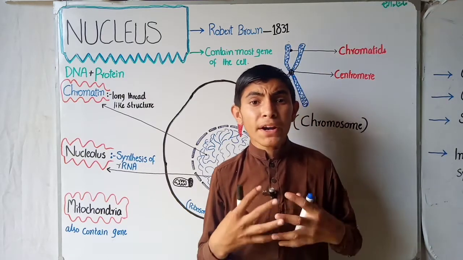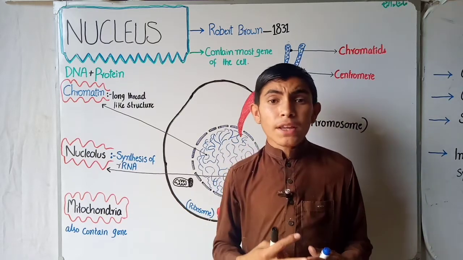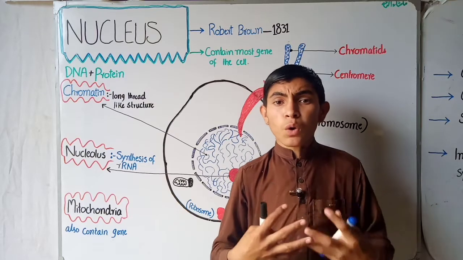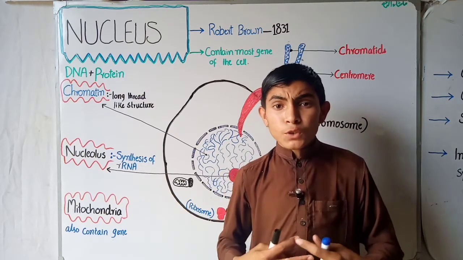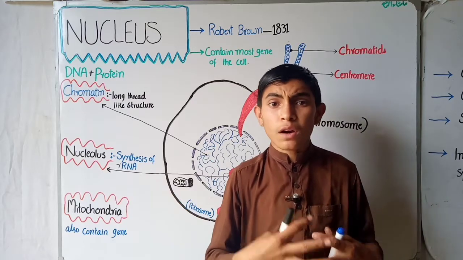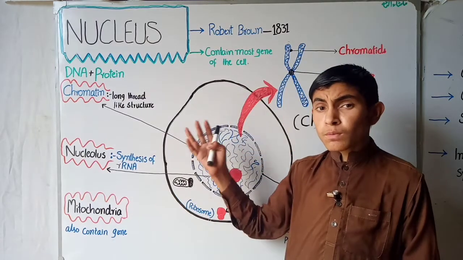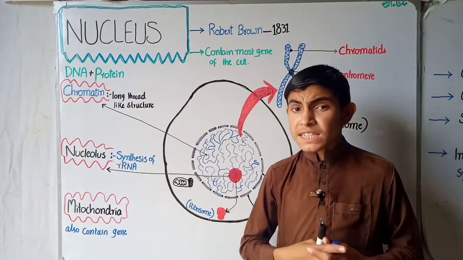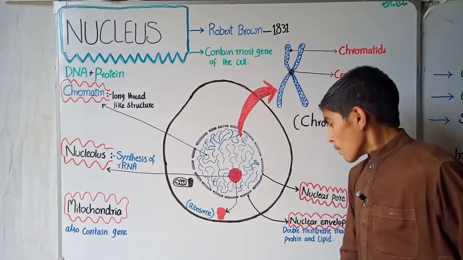Just like in our body, our whole body functions are controlled by our brain. Our brain sends messages to all systems and all organs of our body to give a response to changes and all phenomena occurring inside and outside of our body. In the same way, the nucleus is also the controller of the whole cell. So let's start with its composition.